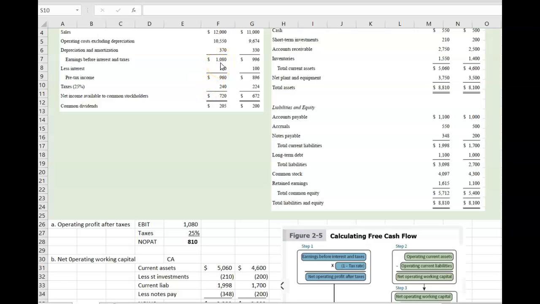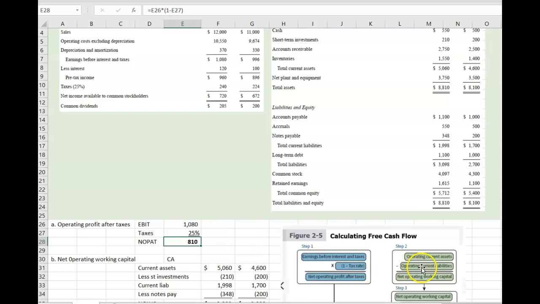Okay, $1,080,000. They tell you the tax rate is 25%, so $1,080,000 less the 25%. You can take 1 minus the tax rate. You let Excel do the heavy lifting for you. You can see my formula. Take the value in E26 times 1 minus 25%, times 75%. And that's your net operating profit after taxes.